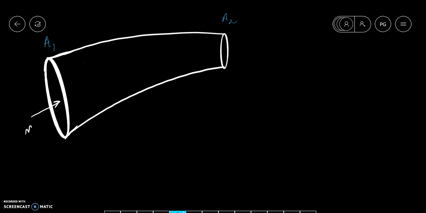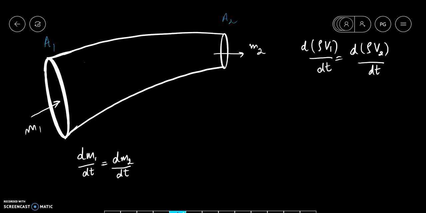Let m1 be the amount of fluid entering per unit time and m2 be the amount of fluid leaving per unit time. Then dm1 upon dt is equal to dm2 upon dt. Now mass is equal to density into volume, so I can write d by dt of rho v1 is equal to d by dt of rho v2. Now density इसमें एक constant term है, तो इसका मतलब ये तो चेंज नहीं होगी थ्रू आउट, so I can write dv1 upon dt is equal to dv2 upon dt.